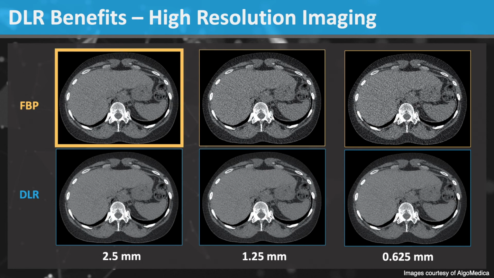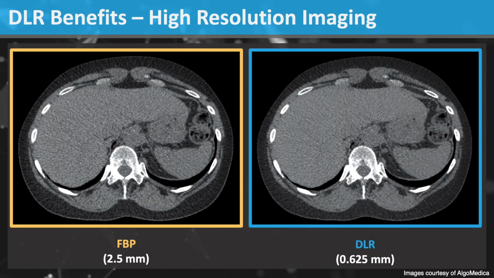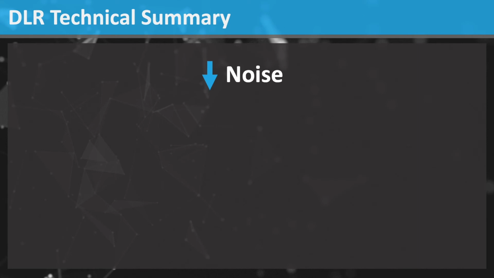However, the image quality with DLR is maintained, even with thinner slices. Now let's compare 2.5 mm slice thickness with filtered back projection to 0.6 mm slice thickness with DLR. If we take a close look, the thin slice images with DLR have similar image quality. DLR does not obey the normal rules of slice thickness and allows for high-resolution CT imaging with minimal or no penalty.